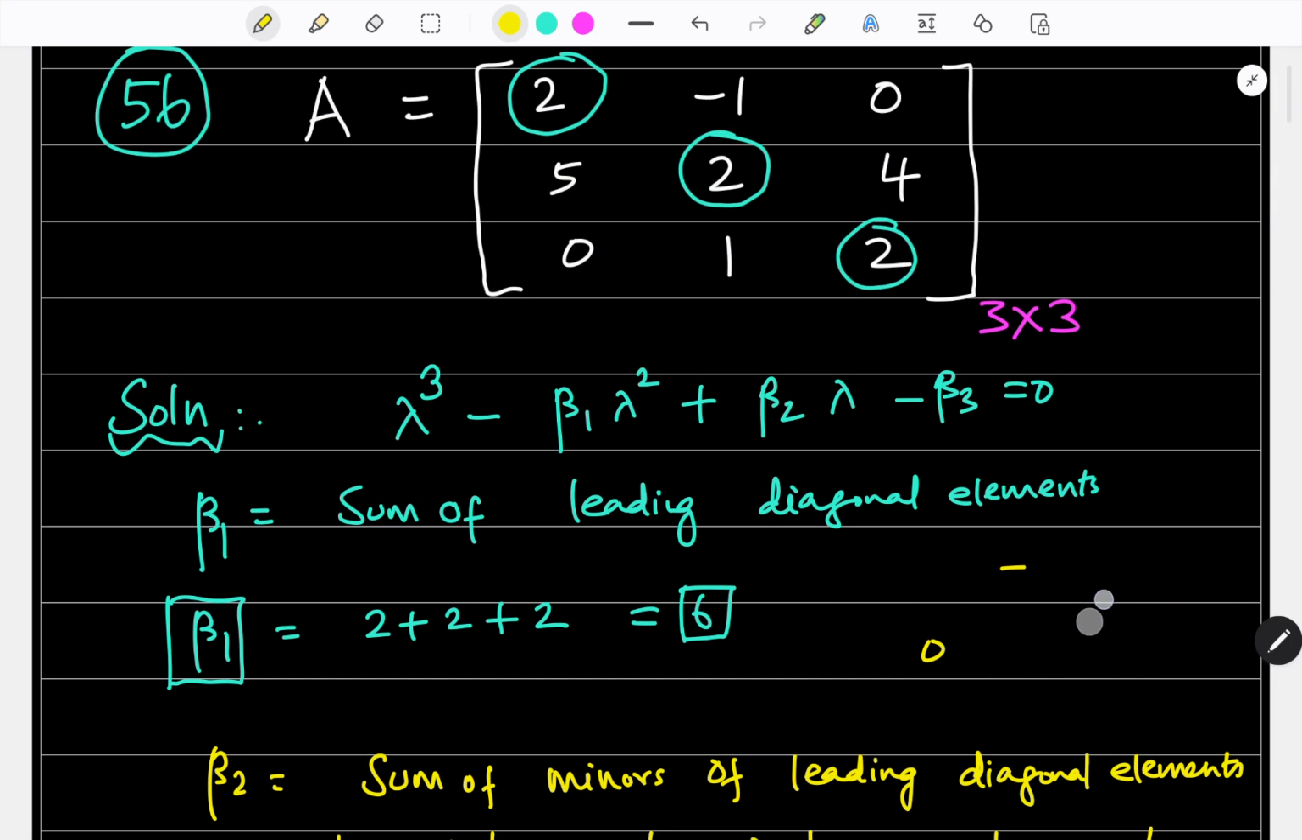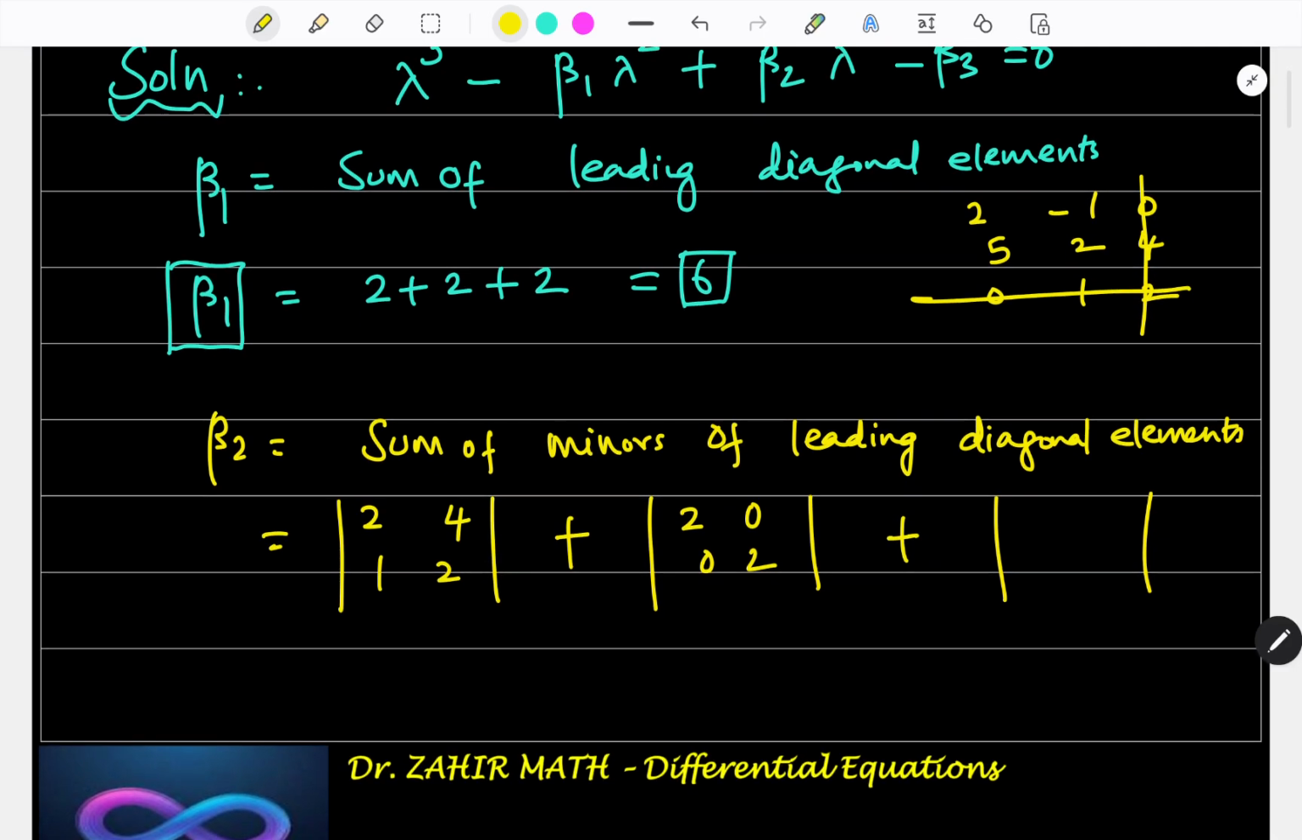Next, I'm going to find the minor of the last element. So the matrix 2, -1, 0, 5, 2, 4, 0, 1, 2. This row should not be taken, this column should not be taken. So you'll get 2, -1, 5, 2.